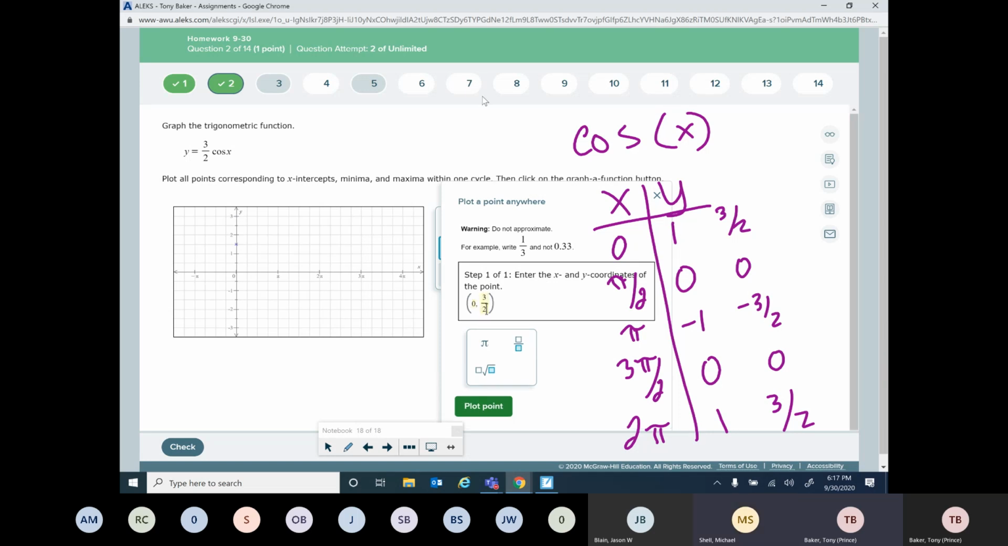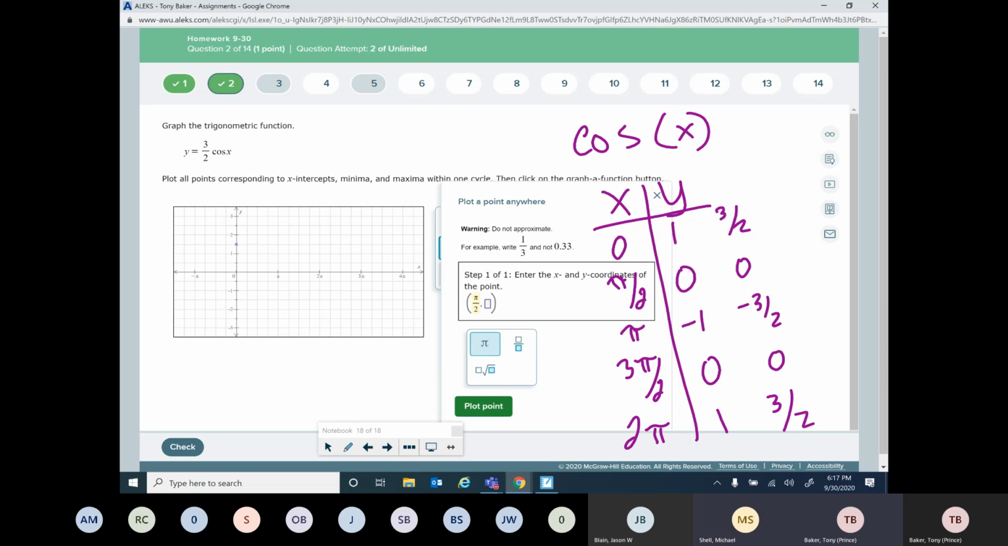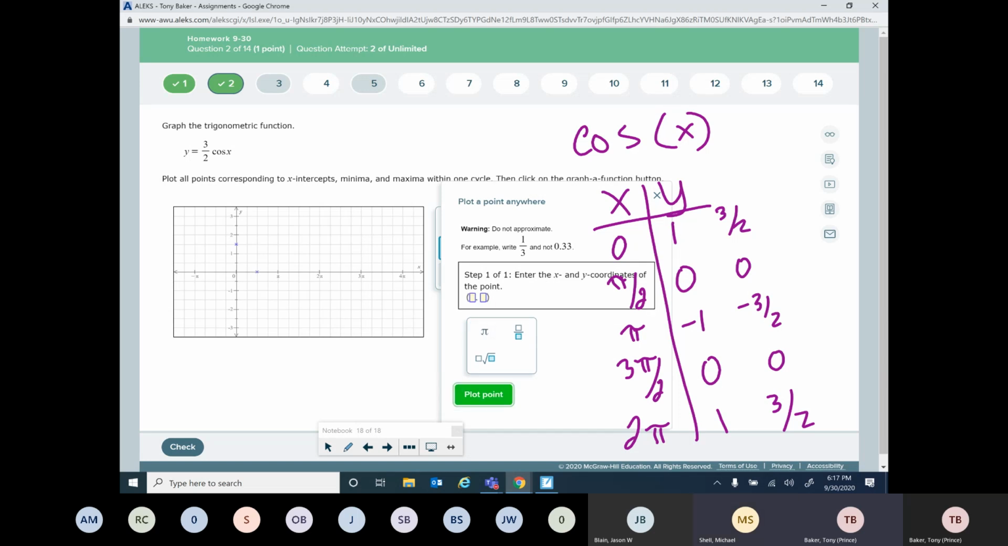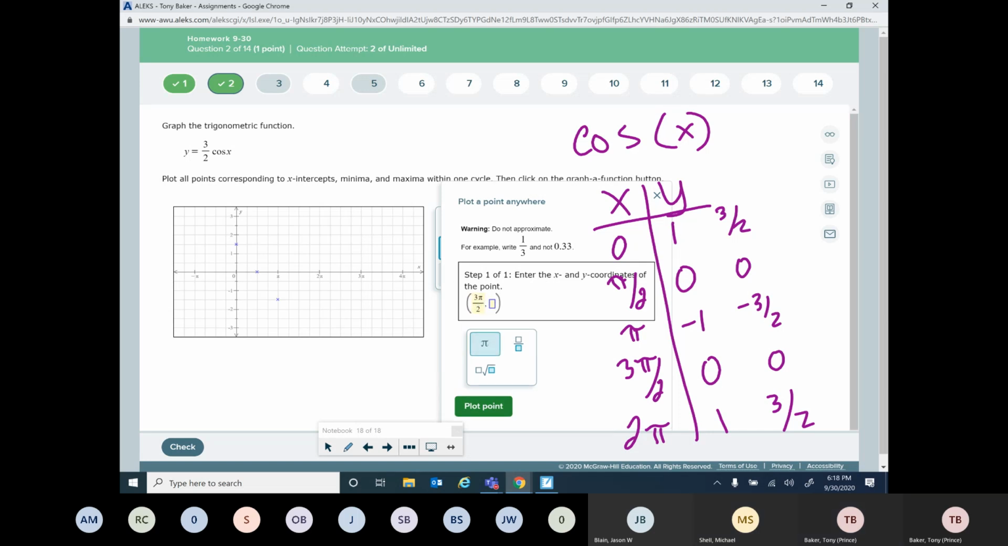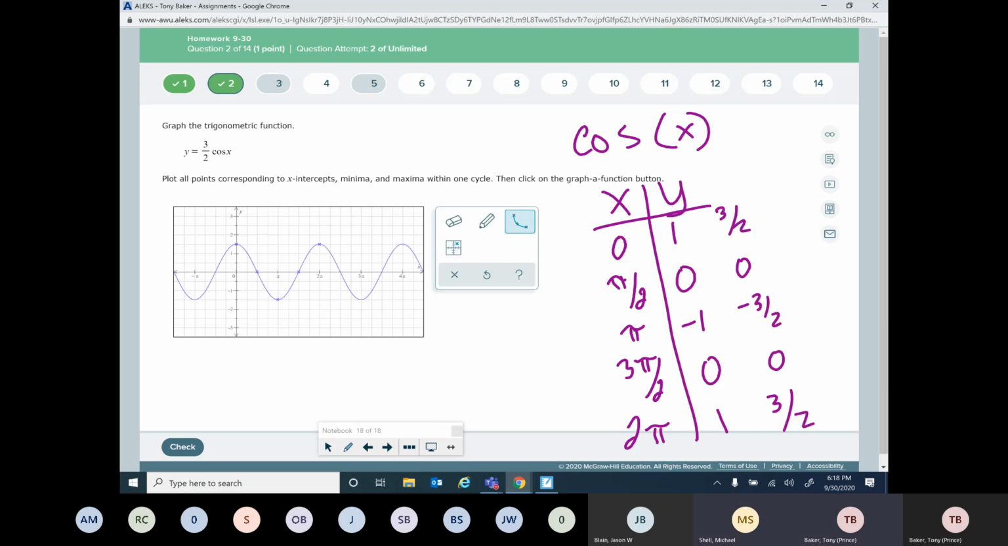So we got pi over 2, 0, pi, -3 over 2, 0, 2 pi, and 3 over 2. And again, we got our nice little curve.